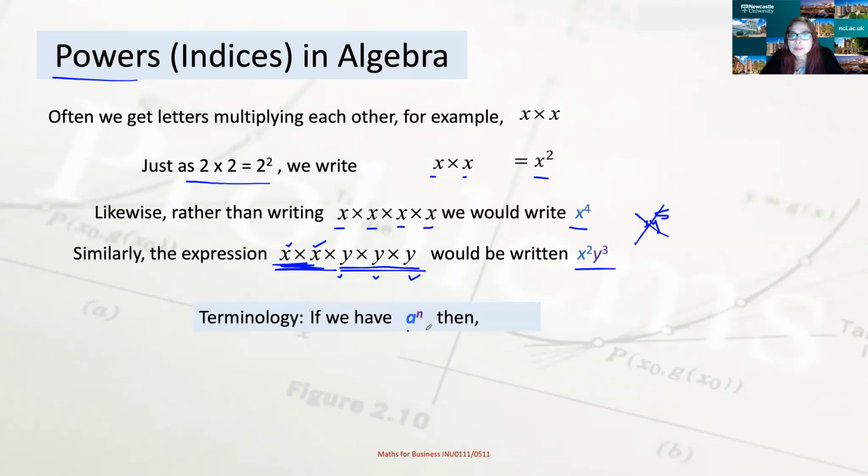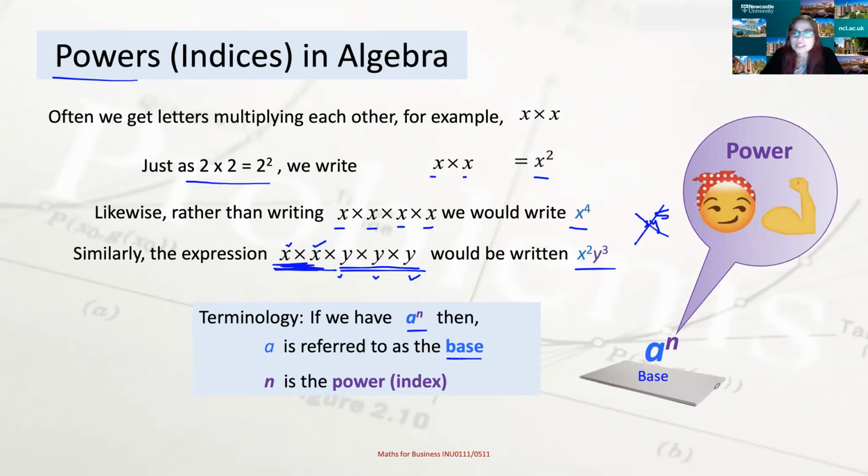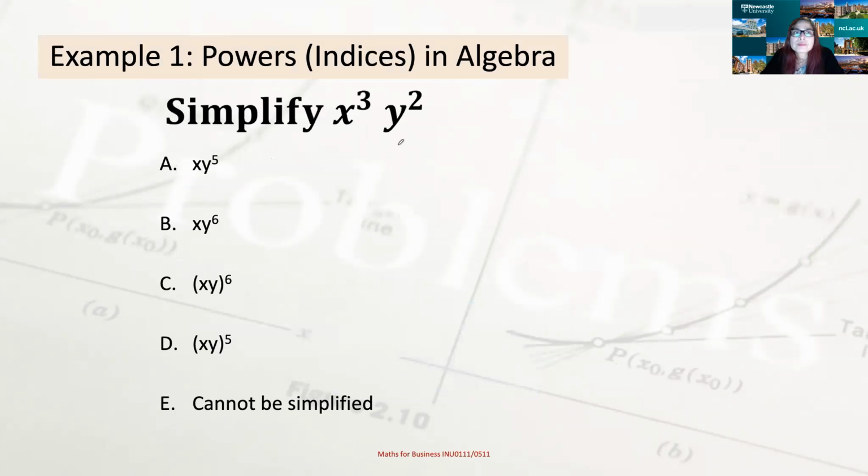So if we have a to the power of n, then we can write a as the base and n as the power, just like how we did for numbers. But remember, the base has to be the same. That's it. a is the base, n is the power. It's the same terminology. You have to be careful. The base has to be the same. Just like in numbers, you have to multiply with the same number. So why don't you try this?